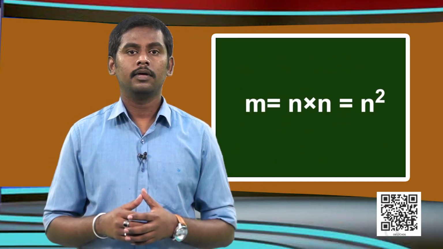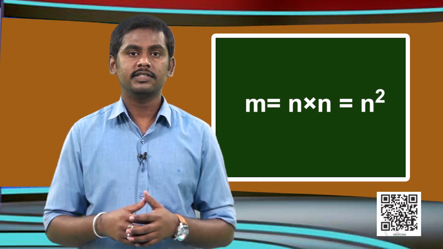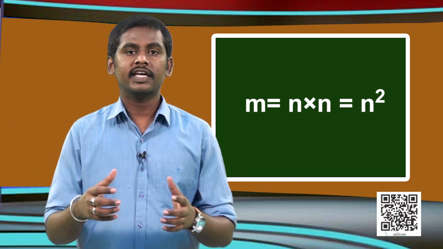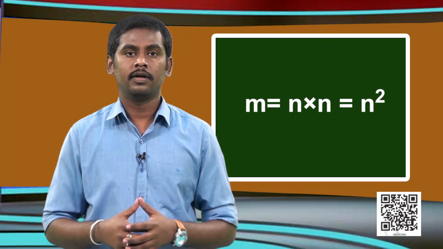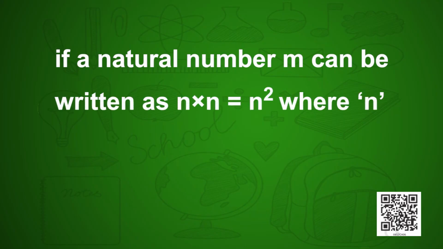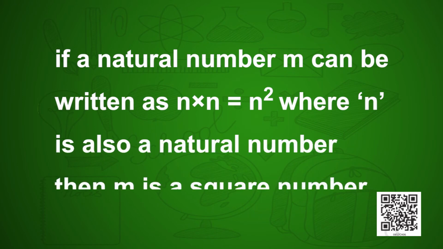In general, if we have a natural number say m, and we can write this m as the product of n with itself, that is, m is equal to n multiplied with n, that is equal to n square, then we say that this m is a square number. Remember, m is also a natural number here. In general, if a natural number m can be written as n multiplied with n, that is n square, where n is also a natural number, then we say that m is a square number.